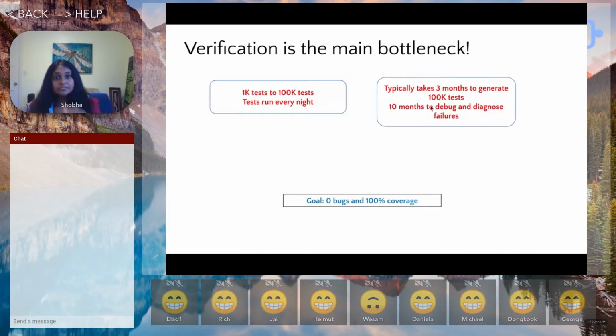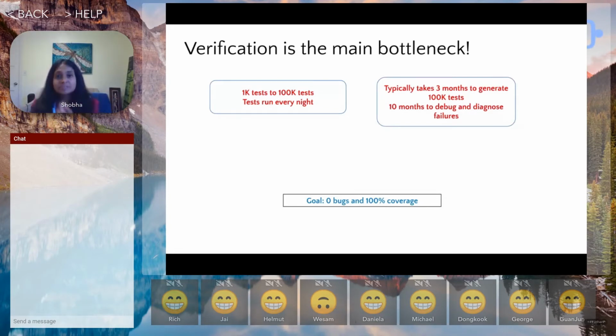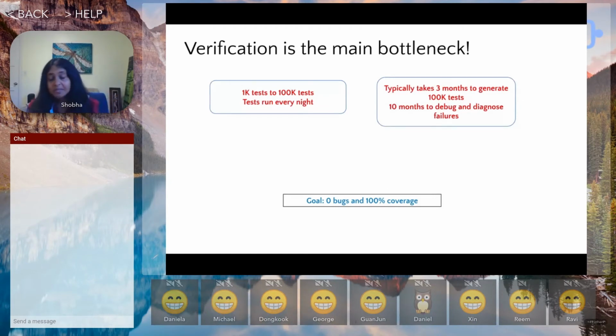Typically, the number of tests can vary from company to company, and these are not specific to any particular company, but across a decade of these conversations, it typically takes between 3 to 6 months, or 3 to 5 months, to generate all the tests that are meant to verify the system, part of the verification suite. And it then takes around 8 to 10 months, depending upon the number of people on the project, to debug and diagnose failures and to actually generate coverage closure.